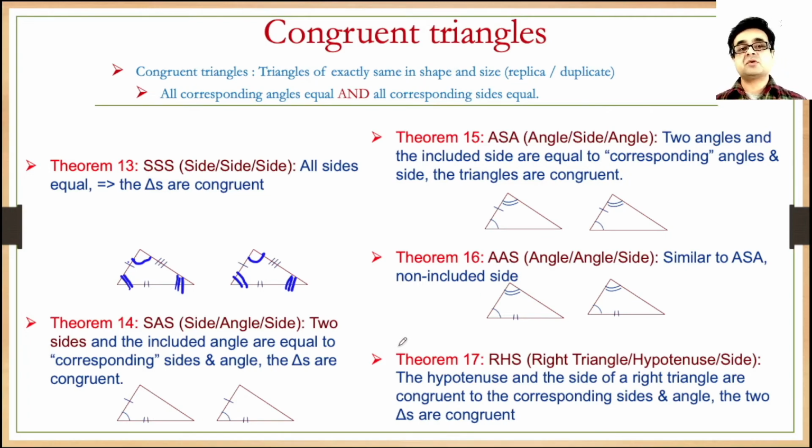Don't make the mistake of assuming that SSA, which means an angle outside of those two sides, is a congruency condition. It is not. And finally, RHS is also a congruency condition which is applicable to right-angled triangles. And what that says is if the hypotenuse and any side of the triangle are equal, then it is automatically congruent. This is actually derivable from theorems 15 and 16, so it is not that important of a theorem. However, if you know it, it will save you some precious few seconds.